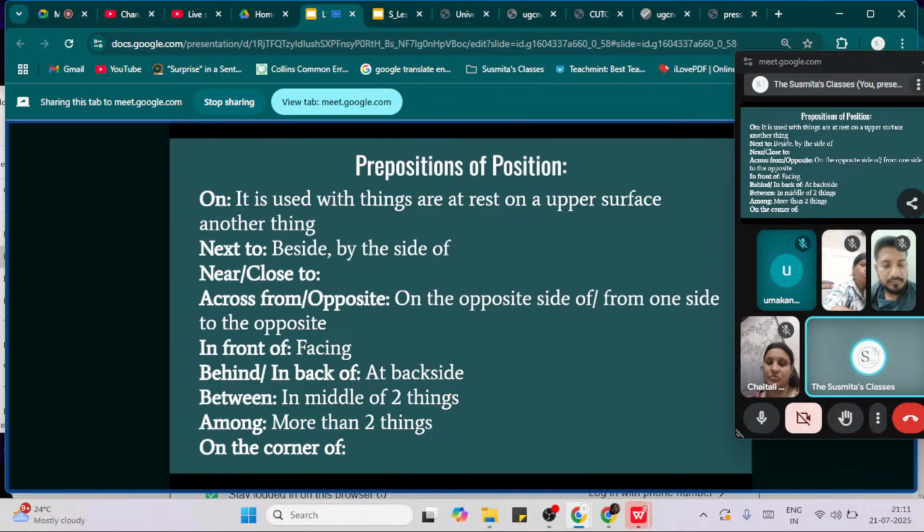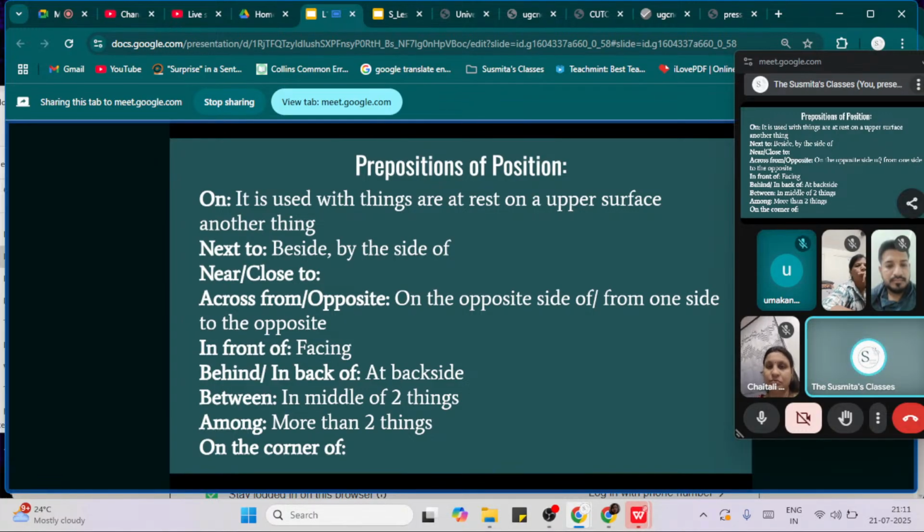Next, in front of. In front of means facing, समोर. ठीक आहे. Behind and in back of म्हणजे मागे. आता between. Between is used for something between two things or two people, and among is used for more than two people. So if I say discuss among yourselves, म्हणजे एकामेकांमध्ये डिस्कस करा, तर तुम्ही दोन जणांहून जास्त आहे ना, तर I will use among. ओके. बट दोन लोक असतात तर मी between use केलं असतं.